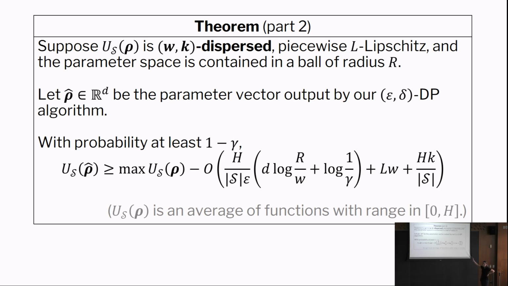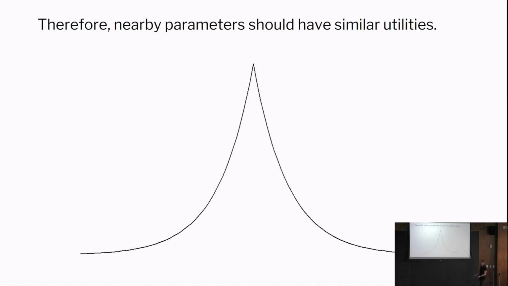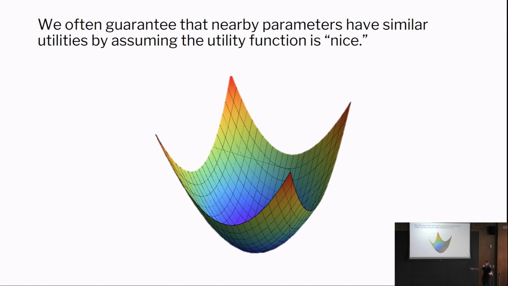So now I'm going to tell you what w,k dispersion is. Roughly speaking, every private algorithm needs to add some noise to its output. I told you it has to be randomized. So that means we have to ensure that nearby parameters have similar utilities. We often guarantee that by assuming the utility function is somehow nice. Like it's convex, it's Lipschitz, it's somehow nice.